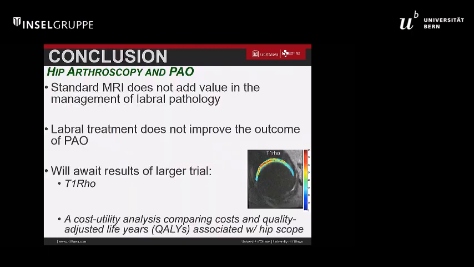So to conclude, in this study, a standard MRI in clinical practice didn't seem to add value in the management of labral pathology in symptomatic hip dysplasia. It doesn't really answer the question in non-dysplastic hips that have a labral tear; I'm sure there's value there. The labral treatment at the time of the PAO did not improve the clinical outcome. And obviously, we have to await the larger trial, and we're completing a cost-utility analysis with WashU in terms of that aspect of the use of the arthroscopy.